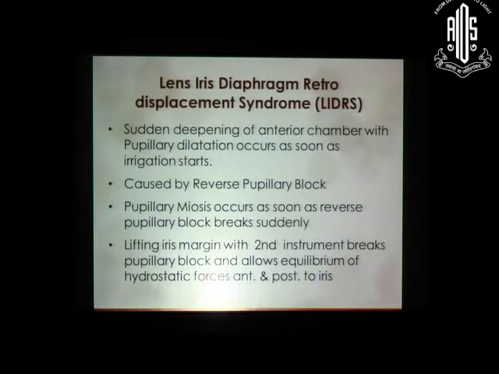Lens iris diaphragm retrodisplacement syndrome. This is the sudden deepening of the anterior chamber with pupillary dilatation that occurs as soon as the irrigation starts. It is caused by a reverse pupillary block. Pupillary miosis occurs as soon as the reverse pupillary block breaks suddenly. Lifting the iris margin with a second instrument breaks the pupillary block and allows equilibrium of the hydrostatic forces anterior and posterior to the iris, and that prevents lens iris diaphragm retrodisplacement syndrome. The next video will show this syndrome.